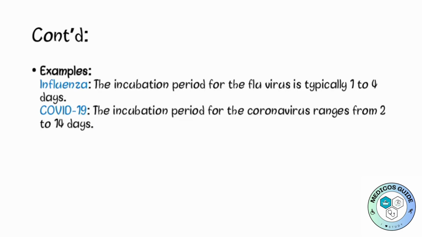Now, examples: the incubation period for the flu virus is typically 1 to 4 days, while the incubation period for the coronavirus ranges from 2 to 14 days. However, the duration of incubation period varies greatly and depends not only on the invading microorganism but also on the strength of the individual's immune system.